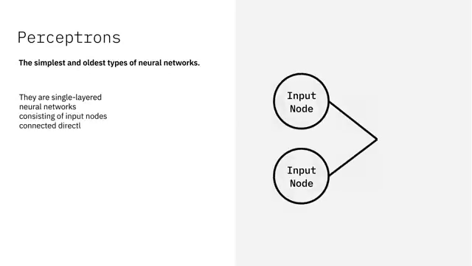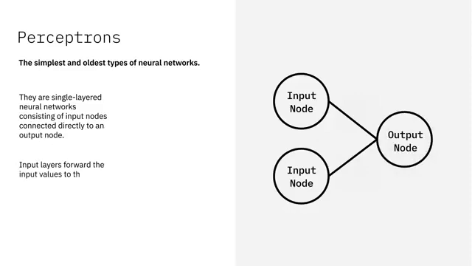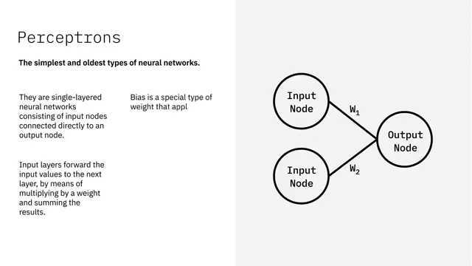Perceptrons are the simplest and oldest types of neural networks. They are single-layered neural networks consisting of input nodes connected directly to an output node. Input layers forward the input values to the next layer by means of multiplying by a weight and summing the results. Hidden layers receive input from other nodes and forward their output to other nodes. Hidden and output nodes have a property called bias, which is a special type of weight that applies to a node after the other inputs are considered.